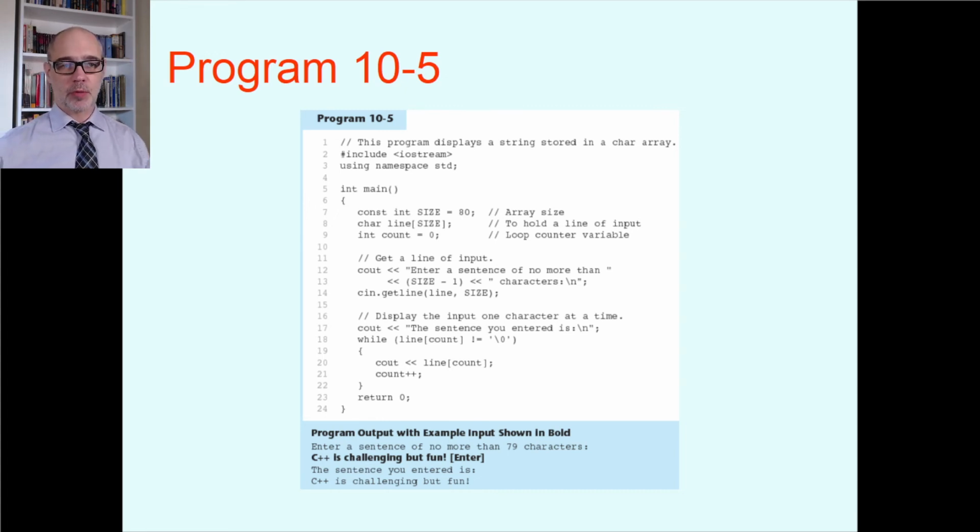So if you run program 10.5, there's a little example down here where it runs, and the program would ask, as you see up on line 12, enter a sentence of no more than 79 characters, and the user presumably has typed in C++ is challenging but fun, enter. And it's going to print the sentence you entered is C++ is challenging but fun. But the interesting thing is that was printed 1 character at a time using this while loop. Again, if you did this for real, you could just do cout arrow line, and it would handle that properly. But you ought to know that it's possible to handle 1 character at a time. And we'll need to do that sometimes. Probably the next assignment, frankly.